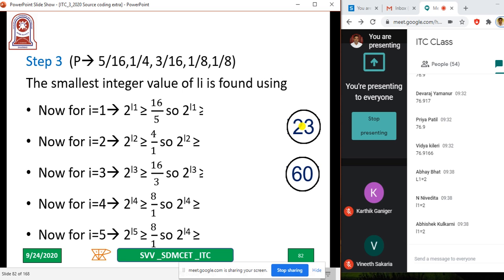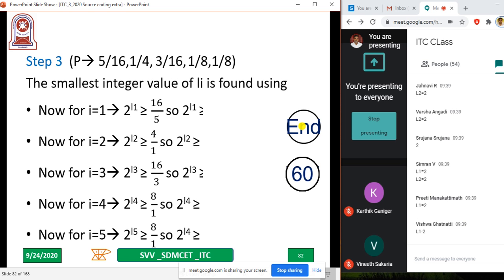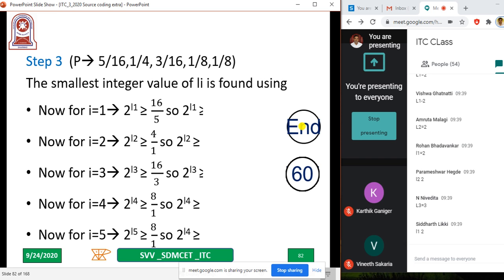Very good. Nivedita, Abhay Bhatt, L1, 2. All are getting L1, 2. Prajakta, Ajna. Okay, good. Go to the next: L2, L3, L4, L5. Somebody type L2. Somebody type L3. Somebody can type L4. Simran has typed both. Very good, Simran.